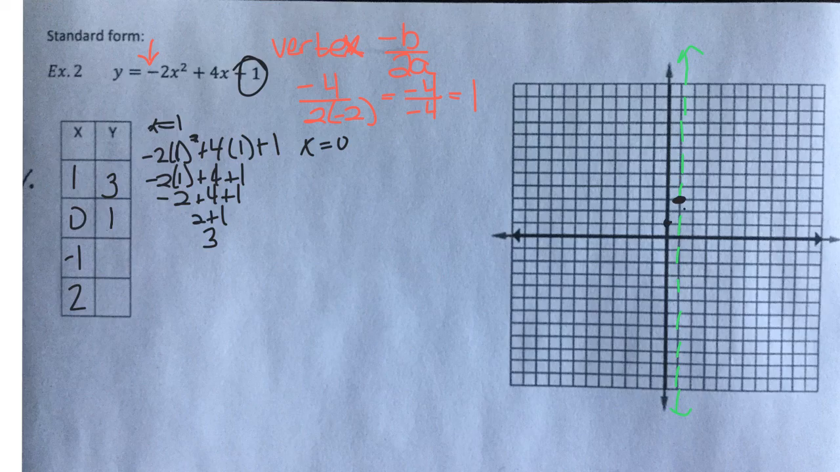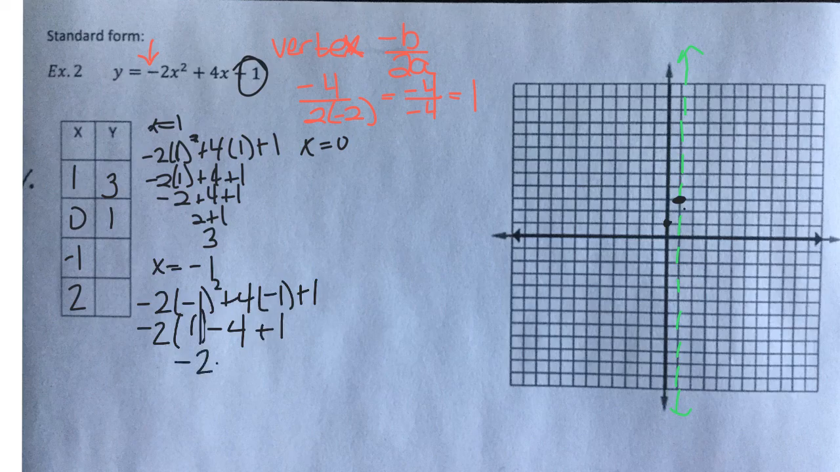And then when I plug in -1, I get -2 times -1 squared plus 4 times -1 plus 1. -1 squared is 1 times -2, minus 4 plus 1. -2 minus 4 plus 1, -6 plus 1, -5. And so I'm at -1, -5. 1, 2, 3, 4, and 5. And I think that's enough.